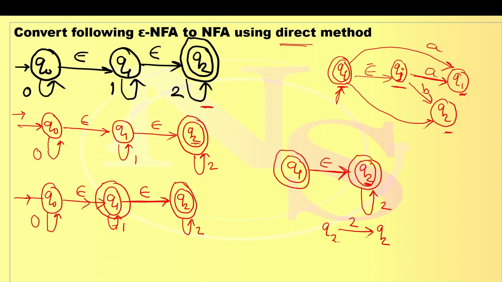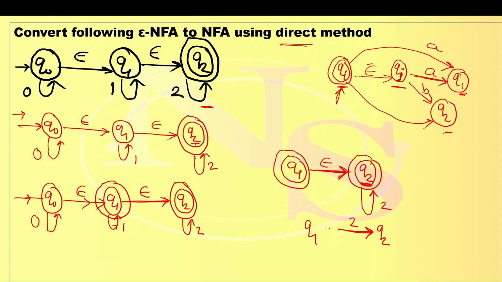A transition will be self-loop or going to any other state. That doesn't matter. Transition is transition. So Q2 having transition to Q2 for 2. And here epsilon transition from Q1 to Q2. So all transitions starting from Q2 will also start from Q1. So simply replace this Q2 by Q1.